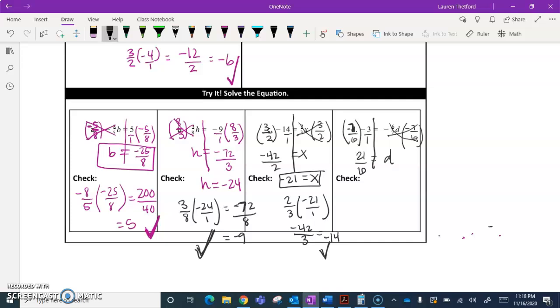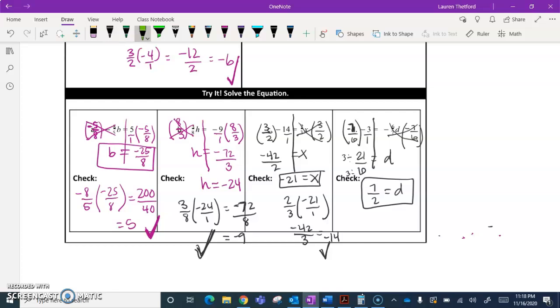We can actually simplify this fraction. So we can divide by 3 on top and bottom. 21 divided by 3 is 7. 6 divided by 3 is 2. And that is equal to our variable. So now let's check it.